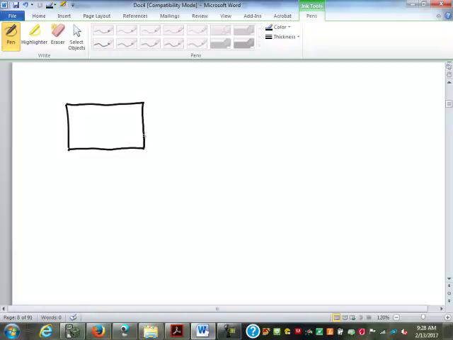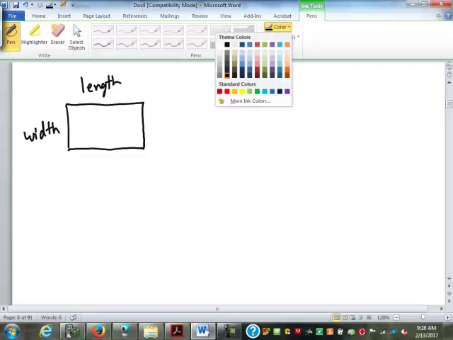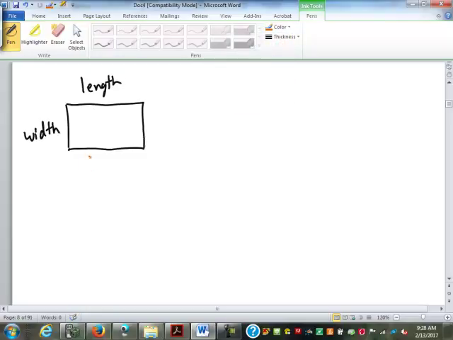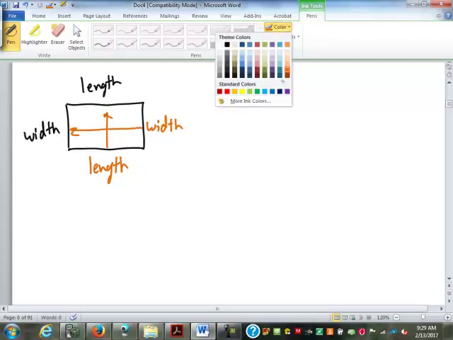In a rectangle, we have our length and we have our width. And of course, the opposite sides are the same. So this side has to be the same as the top side, and this side has to be the same as the left side. Opposite sides are equal.